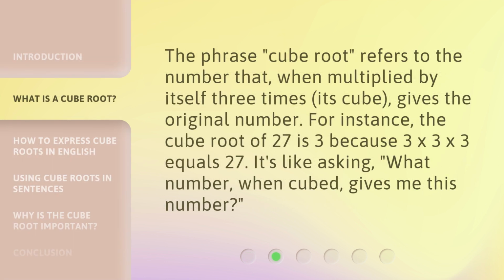The phrase, cube root, refers to the number that, when multiplied by itself 3 times, its cube, gives the original number. For instance, the cube root of 27 is 3 because 3 times 3 times 3 equals 27. It's like asking, what number, when cubed, gives me this number?